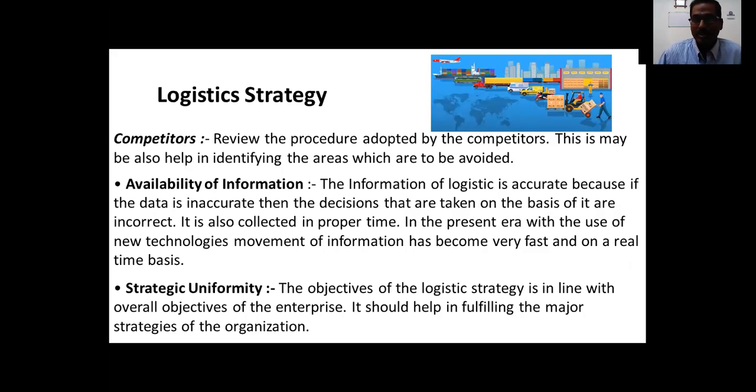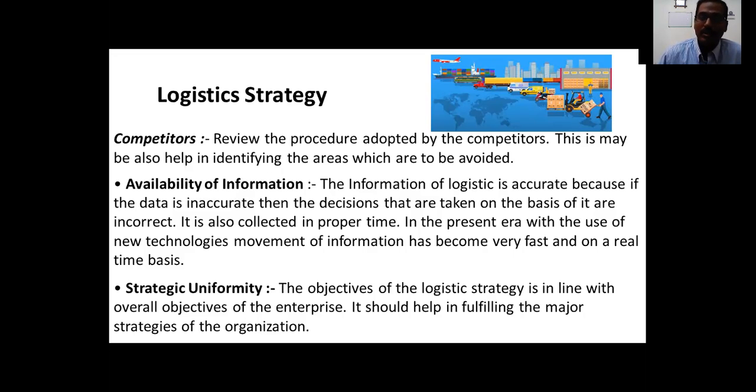Competitors: review the procedure adopted by the competitors. So we can get some hints and ideas when we look at how our competitors are working. This may also help in identifying the areas which are to be avoided. There is a saying: don't learn by making your own mistakes, learn by looking at the people who make mistakes. In this way, it will be cost effective.